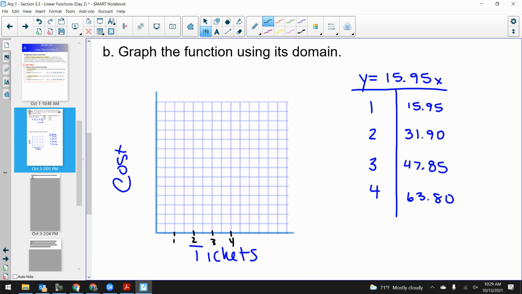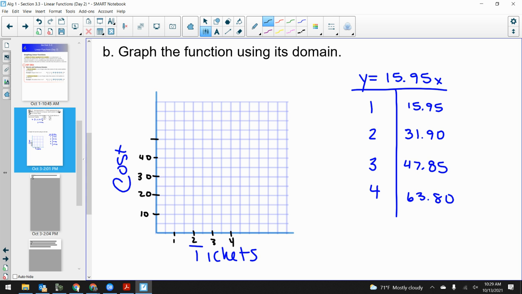Now the cost. Okay, I've got to go from 0 all the way up to 6380. Maybe by fives. Let's see if fives make it all the way up. I go 5, 10, 15, 20, 25, 30, 35, 40, 45, 50, 55, 60, 65, 70. So that fits perfectly on my graph. Let's go by fives. So what I'm going to do is make each 2 boxes a 10.